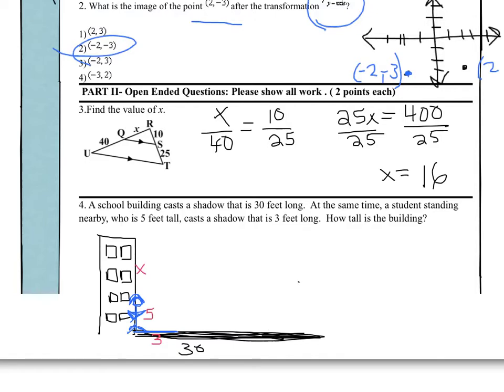So last, number 4, it talks about a school building casting a 30-foot shadow. There's the shadow at the bottom here. And here's a student standing next to the building who's casting a 3-foot shadow.